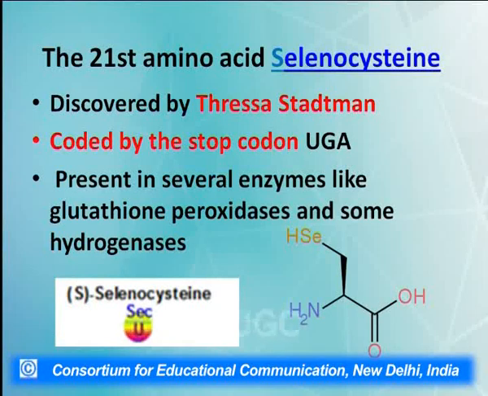And the 1-letter symbol is U. And then this selenocysteine is coded by the stop codon UGA, and it is present in several enzymes like glutathione peroxidases and some hydrogenases in bacteria.